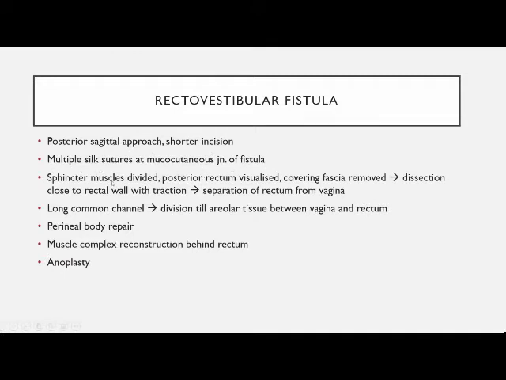The sphincter muscle is divided, the posterior rectum is visualized, the covering fascia is removed, and dissection is done close to the rectal wall as described earlier, and the rectum is separated from the vagina. This will have a long common channel, and the dissection has to continue till areolar tissue is seen between the vagina and rectum. Then perineal body repair is important anteriorly, and muscle complex reconstruction is done posteriorly, and anoplasty is done.